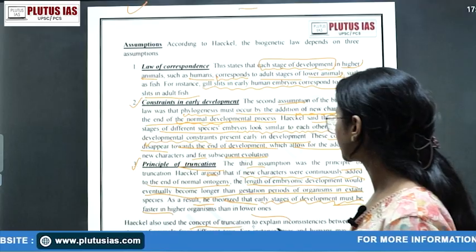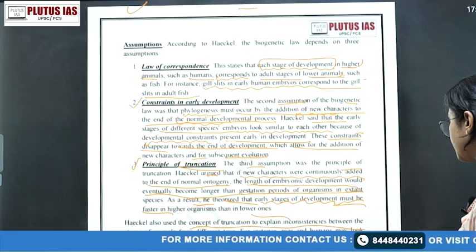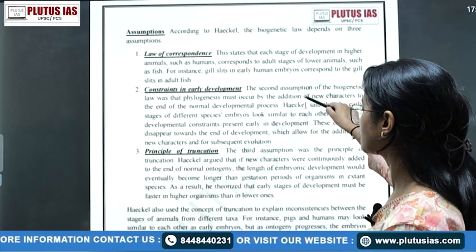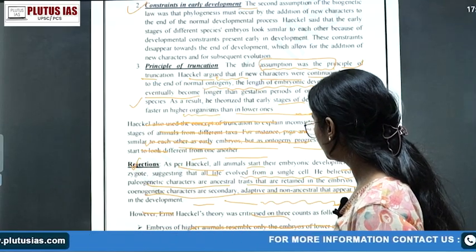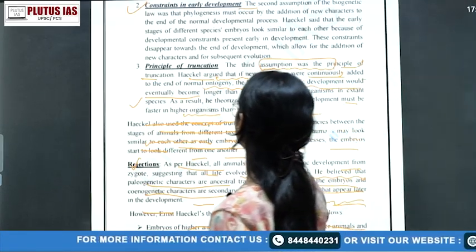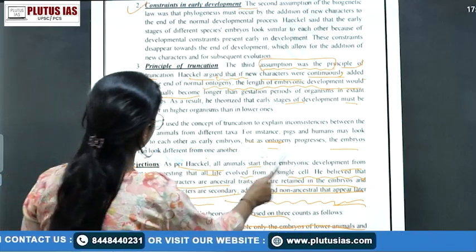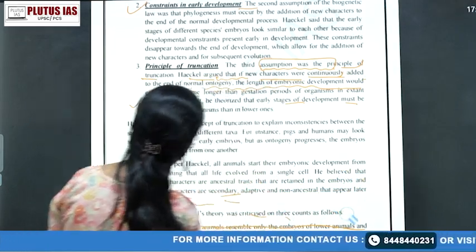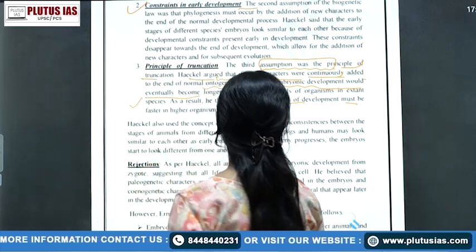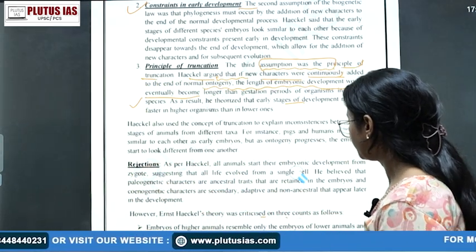Haeckel also used the concept of truncation to explain the inconsistency between the stages of animals from different taxa. For instance, pigs and humans may look similar to each other as early embryos. Okay, but some of the scientists also reject this theory. What are the rejections of this theory? Okay, so these are some of the rejections of this theory.